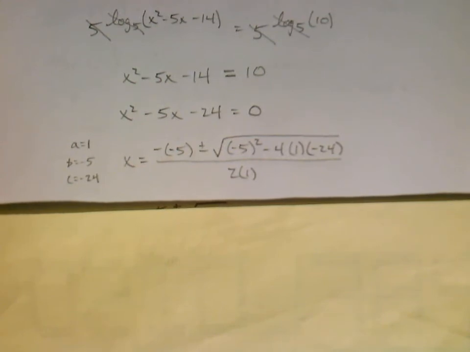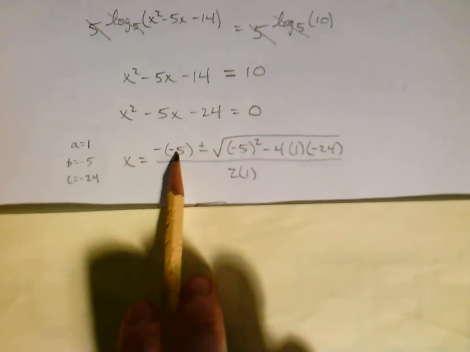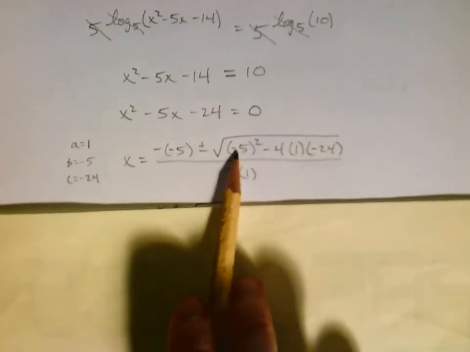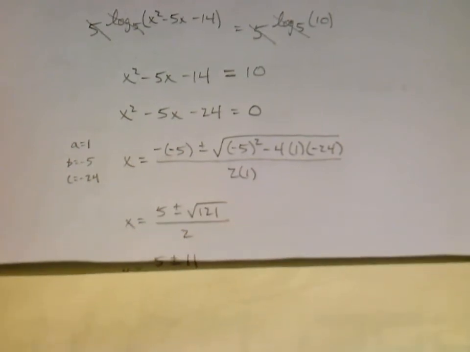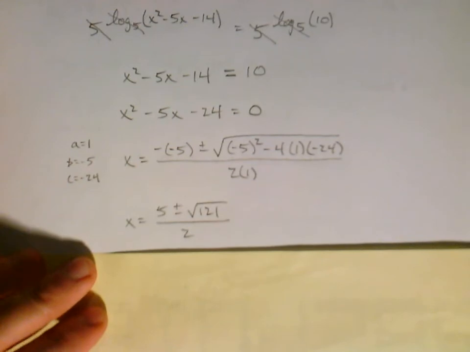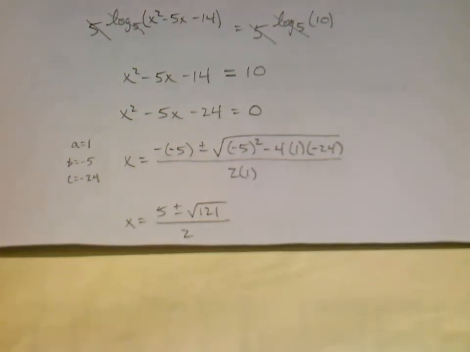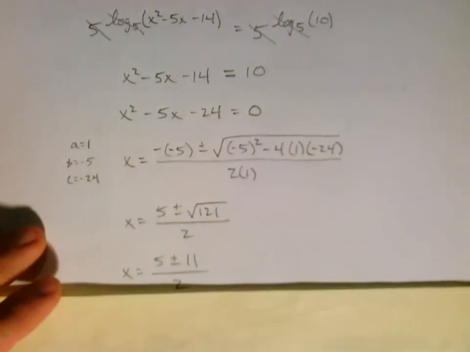Turns out, though, this is going to have a couple of pretty clean solutions. Well, there, that will be positive 5, right? What's inside that square root, if you take the time to compute that, turns out to be 121, and the 2 in the denominator. So x equals 5 plus or minus the square root of 121 over 2. And you might recognize square root 121 as 11.